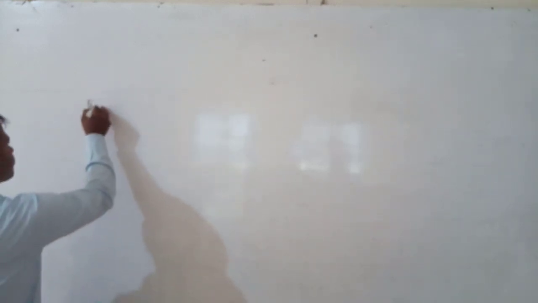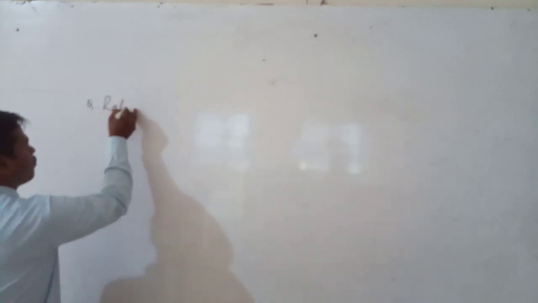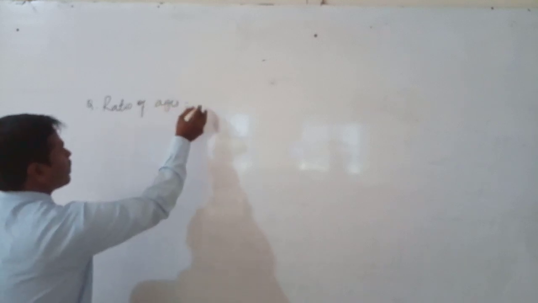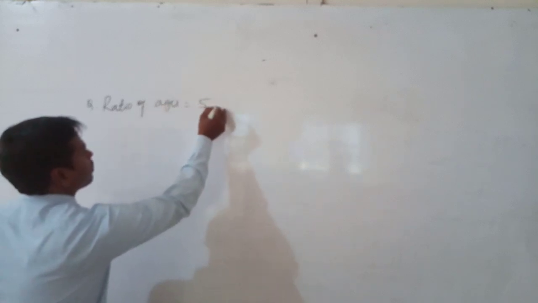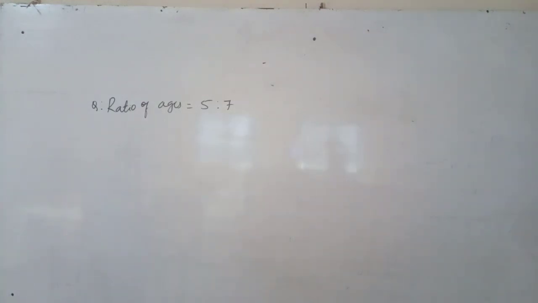The question is, the ages of Hari and Harry are in the ratio 5:7. Ratio of ages. What is the first? We'll write the given values. Ratio of ages is equal to 5:7. They are given.